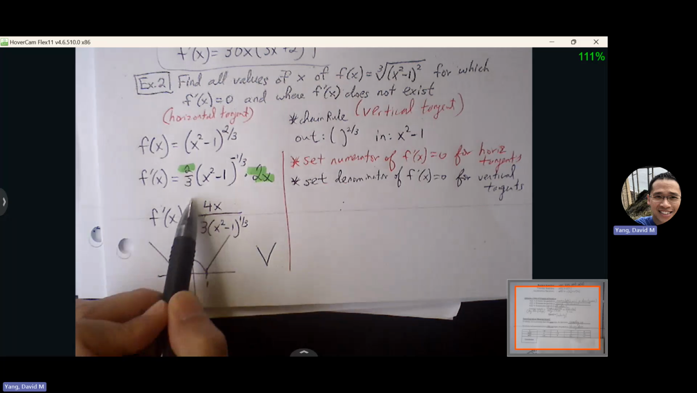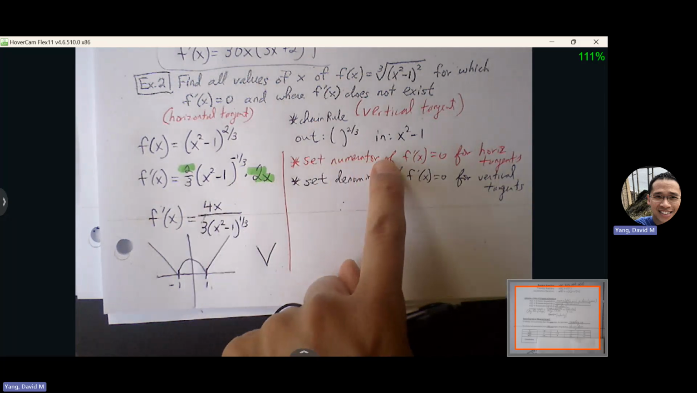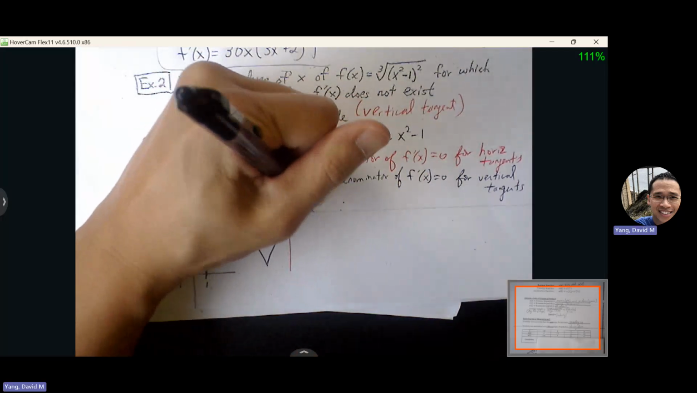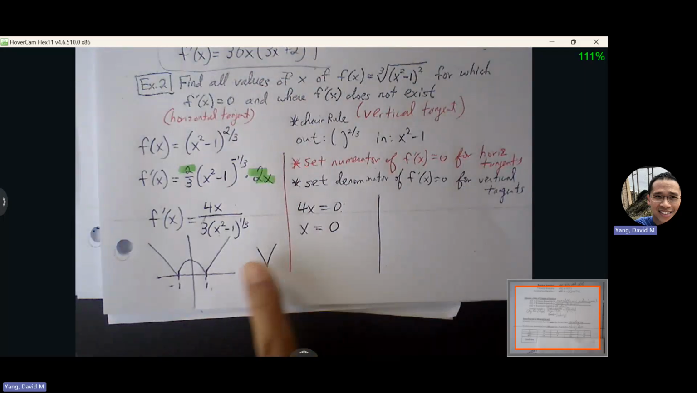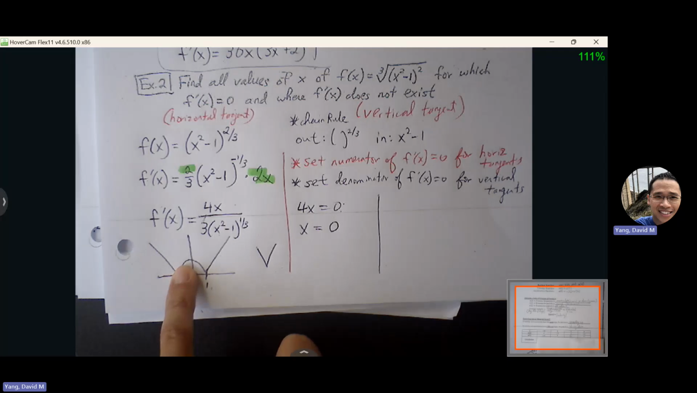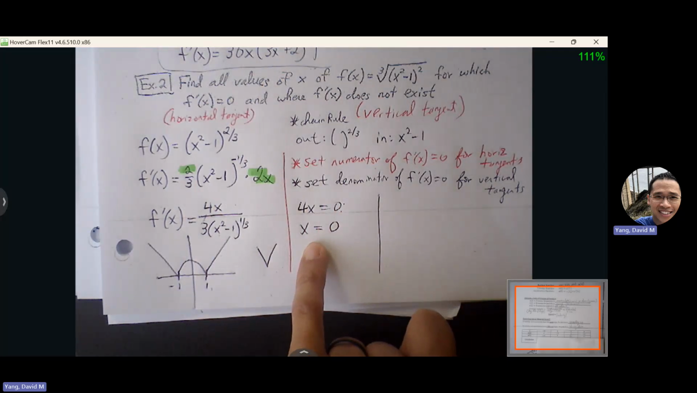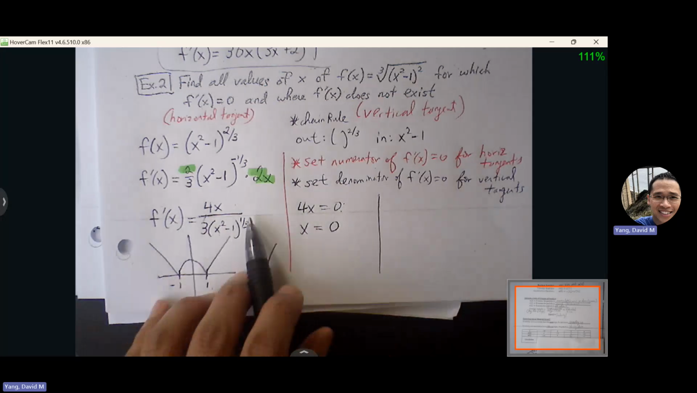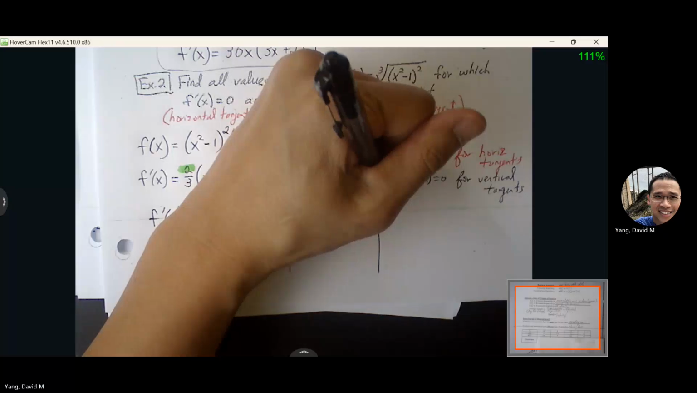We should be able to get that data from our algebraic steps here. So I'm going to set my numerator equal to 0 to find my horizontal tangent. So I'll set 4x equal to 0. I'll solve for x, divide both sides by 4. I get x equals 0. So that's consistent, right? At x equals 0, I do see a horizontal tangent, and we're getting that data as well from the derivative. Okay. If I want to find my vertical tangent, I'm going to set my denominator equal to 0. And I should get data that's consistent with what I see in the graph here.